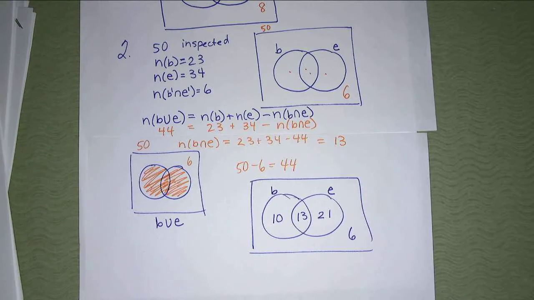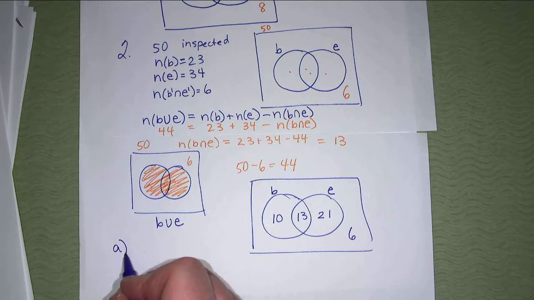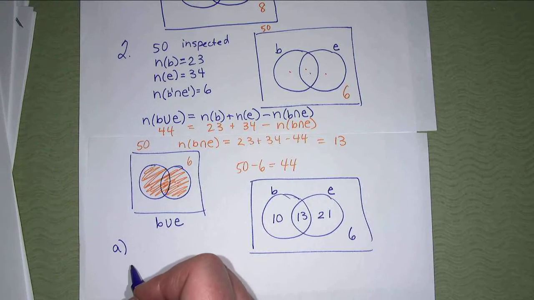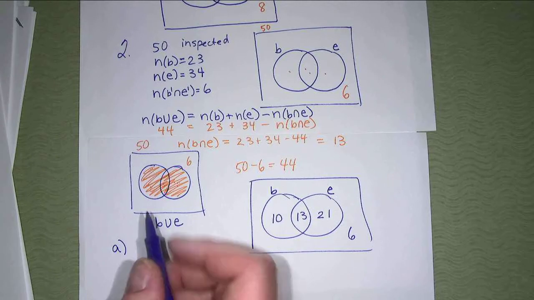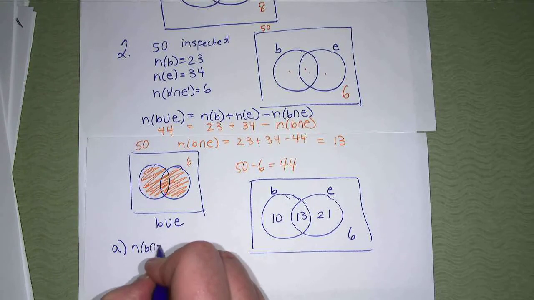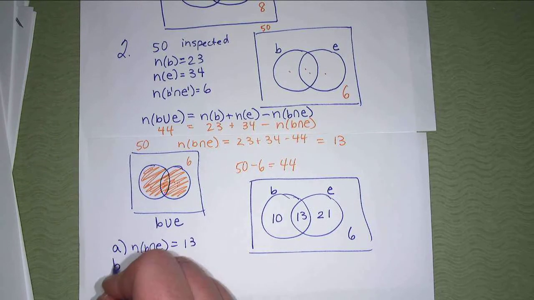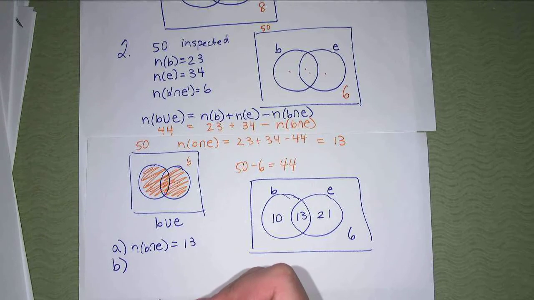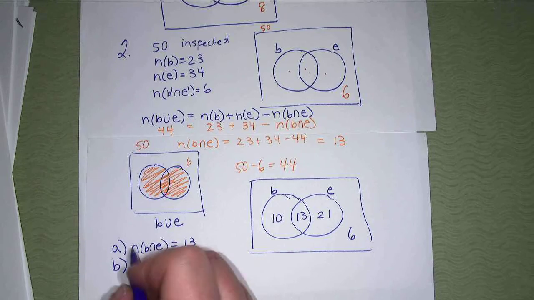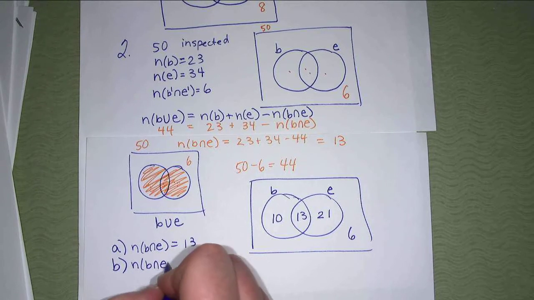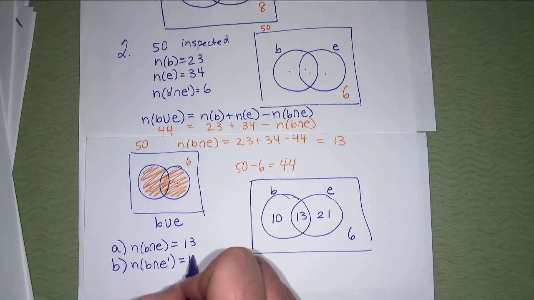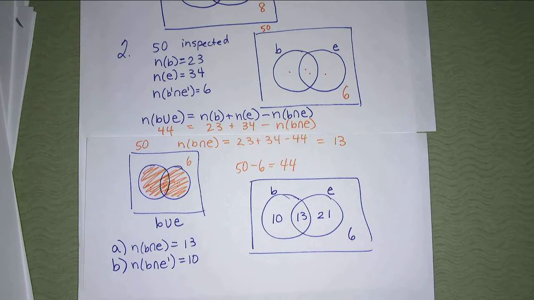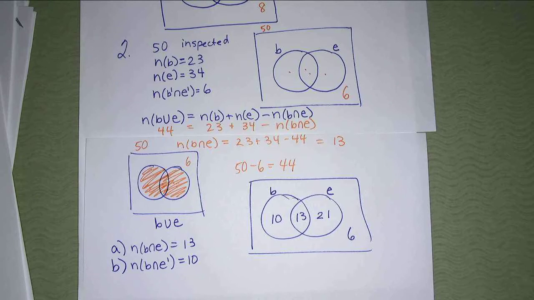So the question asked what? How many needed both repairs? So that was the first step anyway. You didn't need the Venn diagram to find that. That was us finding the 13. The number that needed brakes and exhaust was 13. And B, how many needed new brakes but not a new exhaust? 10. Make sense?